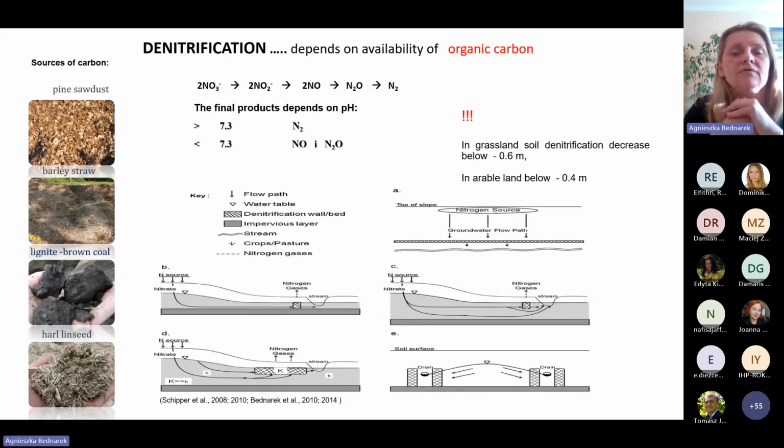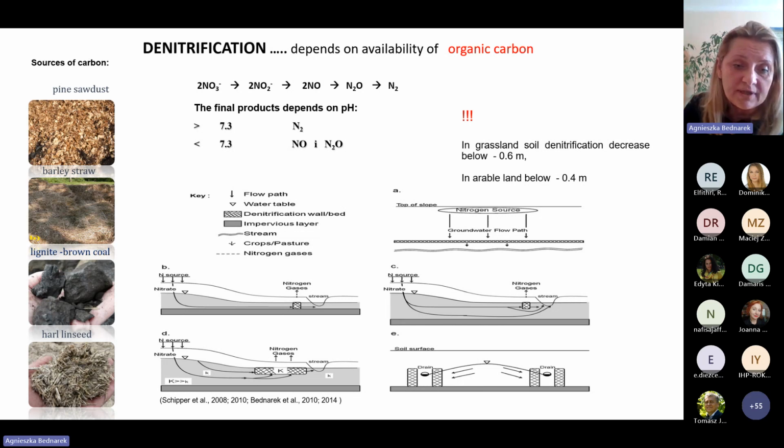So what can we do? One of the natural processes in the nitrogen cycle is denitrification. Denitrification works in soil and in sediments, in more or less anaerobic conditions, when organic carbon is available for this group of bacteria, the denitrifying bacteria. Naturally, in grassland, denitrification decreases below 0.6 meter because there is not enough available organic carbon. In arable land, the value is 0.4, much shallower, because the carbon is also used by cultivated plants.